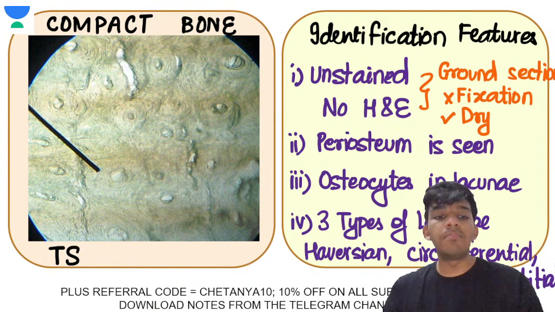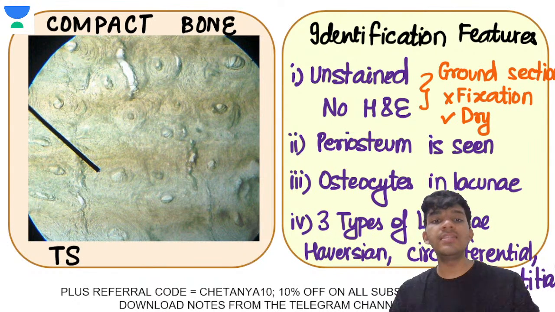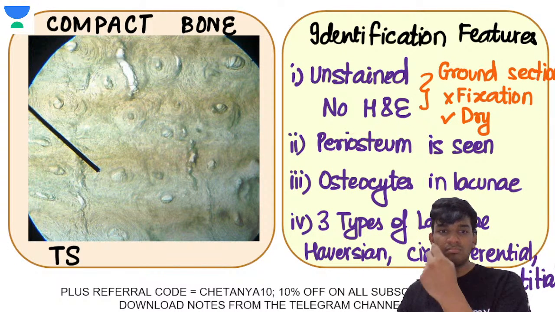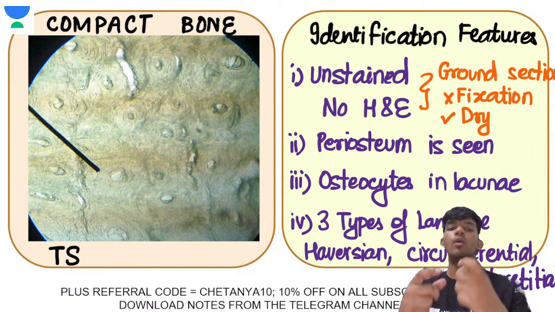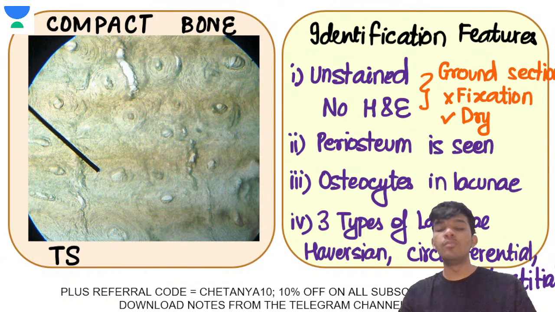Sometimes some people can use certain stains like India ink for these ground specimens, right? And the other way is you simply put the ground specimen on a slide and you have a medium that is going to remove the air. Okay.